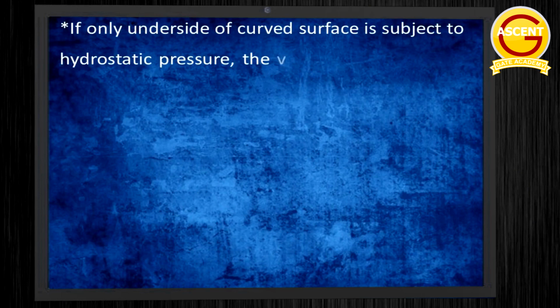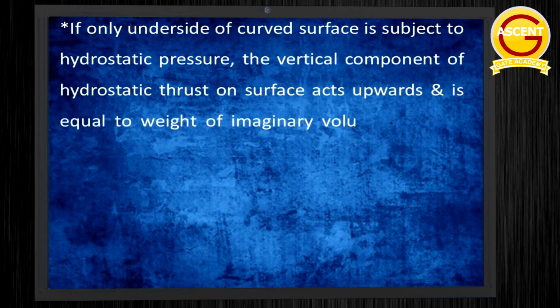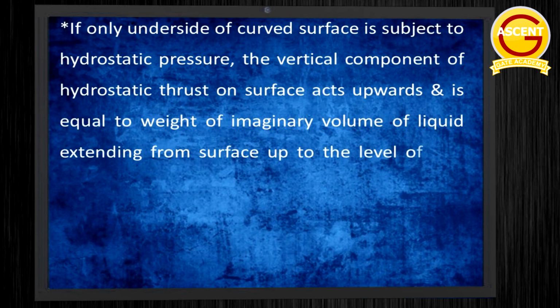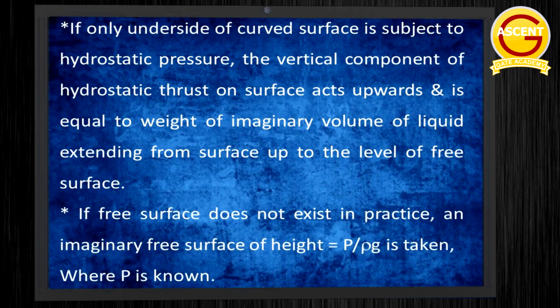Okay, so you can write down the note. If only underside of curved surface is subjected to hydrostatic pressure, the vertical component of hydrostatic thrust on surface acts upwards and is equal to the weight of imaginary volume of liquid extending from surface up to the level of free surface. Next, if free surface does not exist in practice, an imaginary free surface of height P by rho g is taken where P is known.